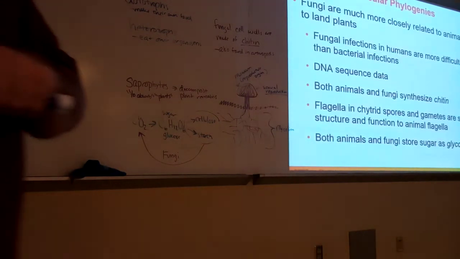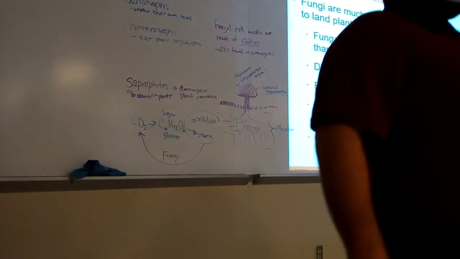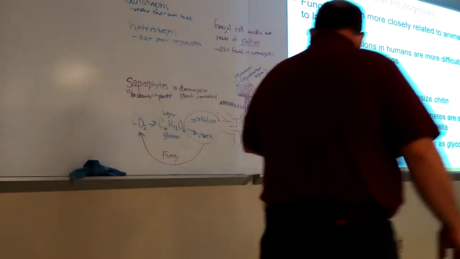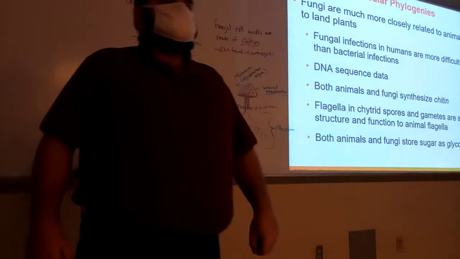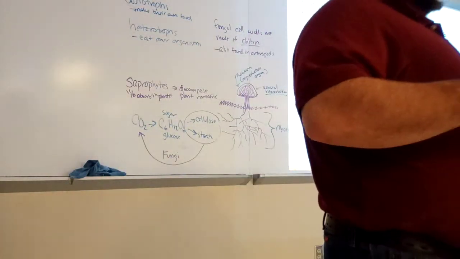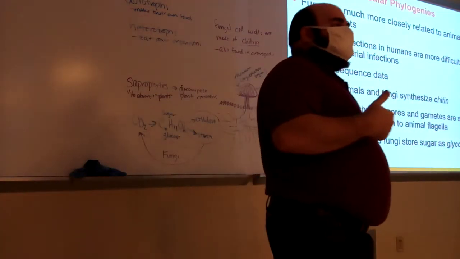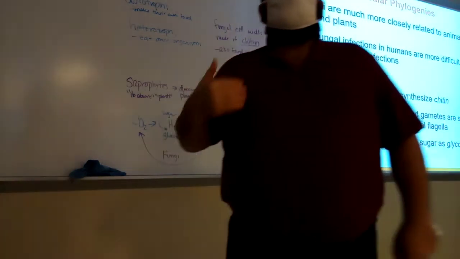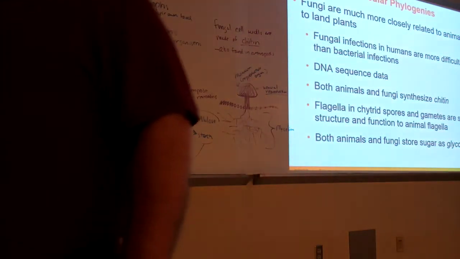And they also store their sugar as a material called glycogen. So how did plants store their sugar? Starch. They store their sugar as starch. On the other hand, animals actually store theirs in their liver in a material called glycogen. It's very structurally similar to starch, but it's branched. The fungi happen to store it in the same way, as glycogen. Again, another line of evidence that they share a common origin with animals. They store their sugars as glycogen.